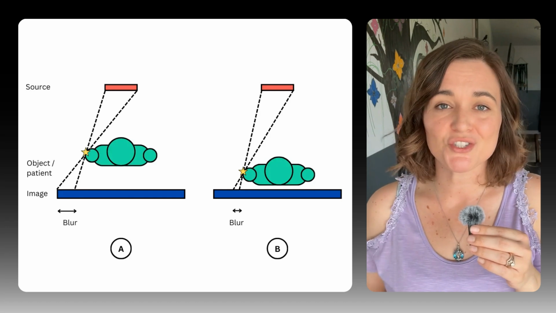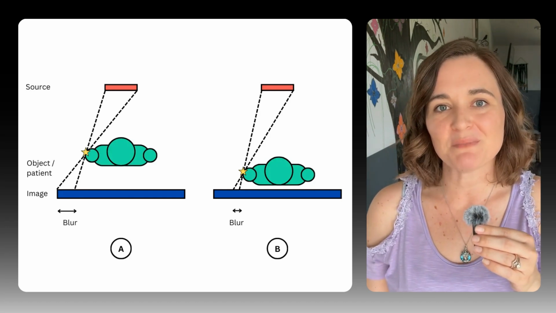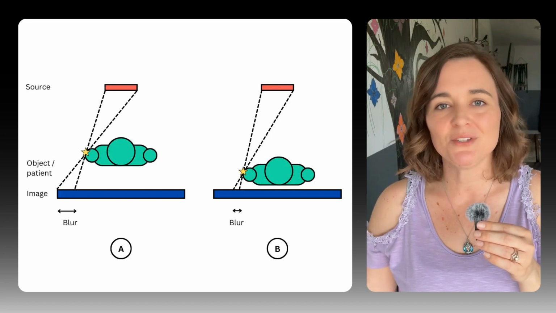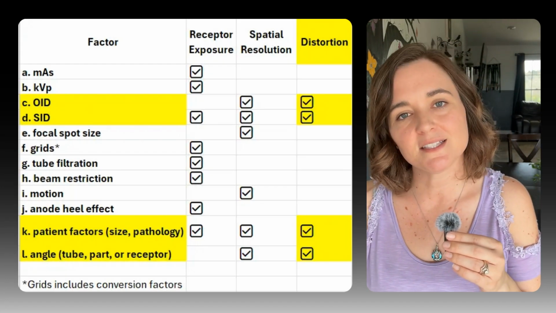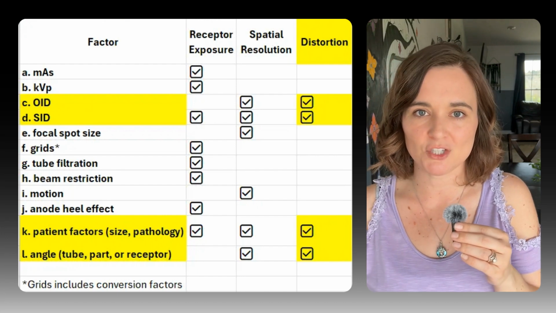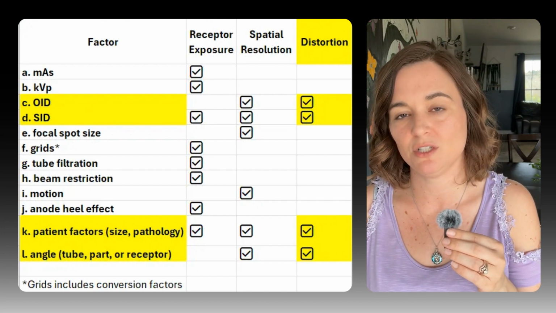Lastly, we have distortion, aka shape and size accuracy. Distortion refers to anything that changes the true size or shape of the anatomy. If something looks stretched, squashed, or shifted, that's distortion at play. It's like a funhouse mirror. The anatomy is still there, but you can't trust its appearance. That's dangerous in diagnostics. SID, OID, patient positioning, angulation, and pathology all affect distortion. So now that we know what we're trying to optimize, let's see how well you remembered them.